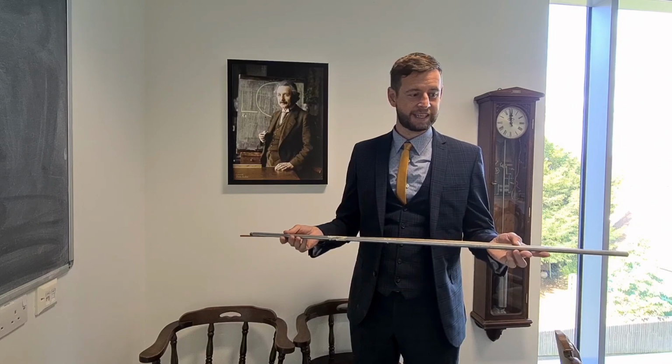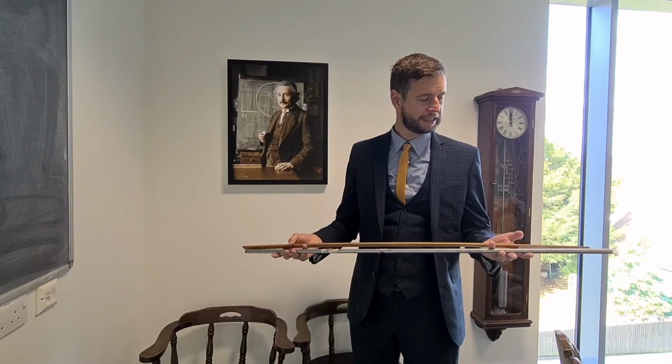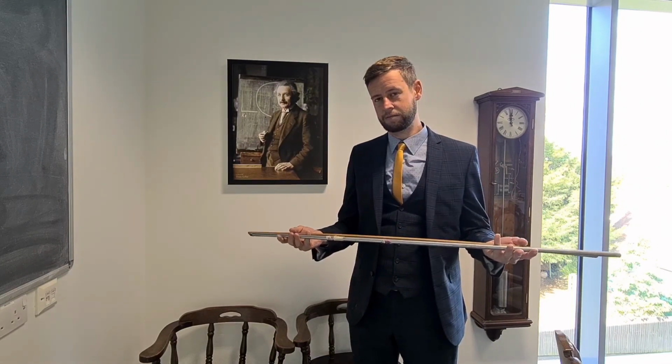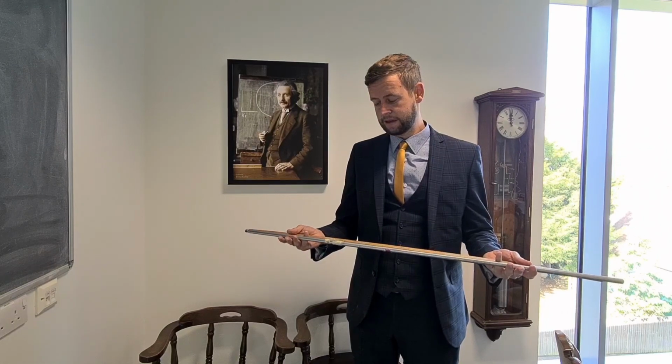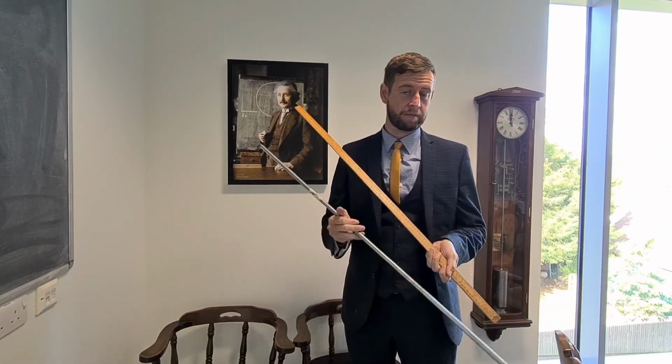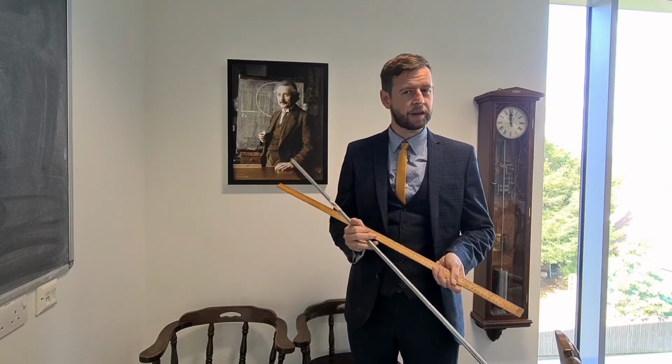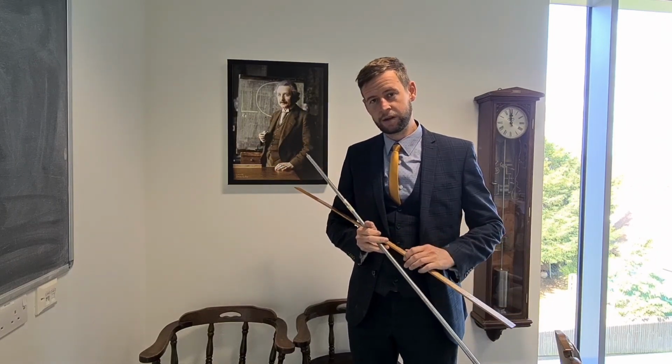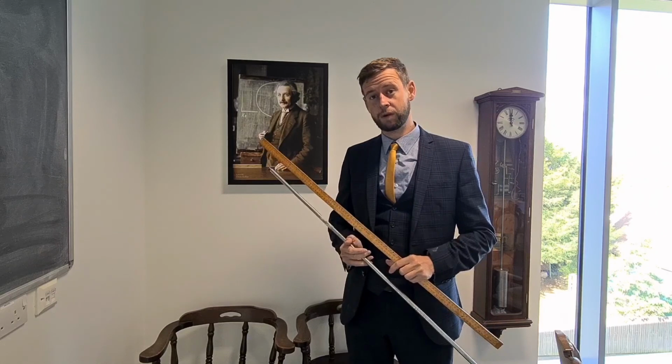Thermal conductivity explains why things may burn. This wooden ruler would burn. This metal pole would not. There are chemical reasons why not, but there's a physics reason as well.